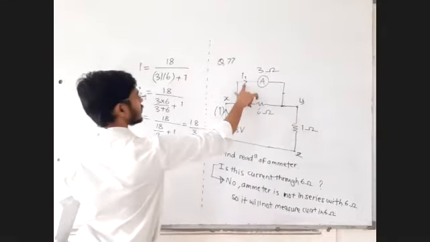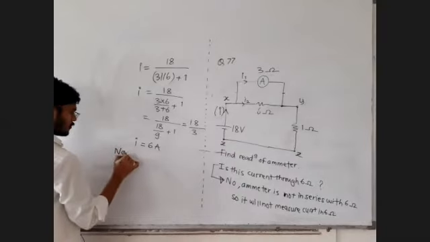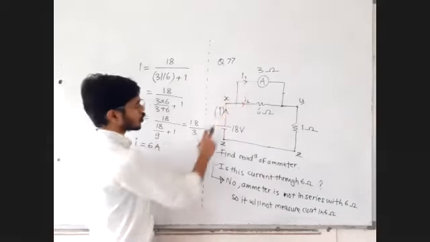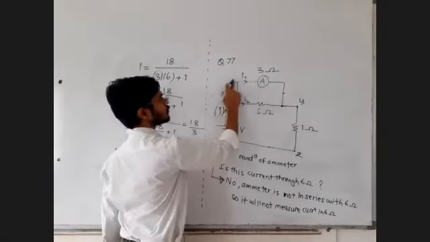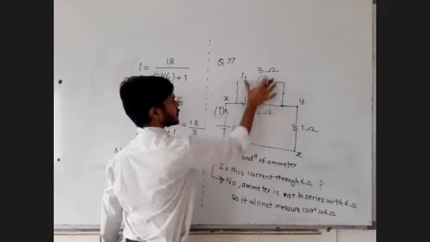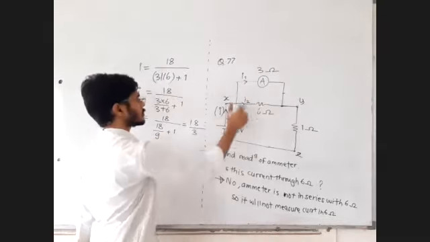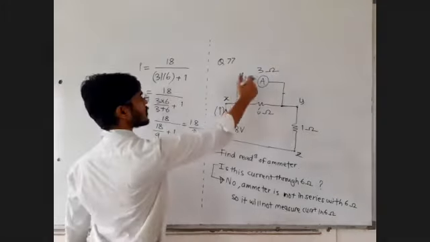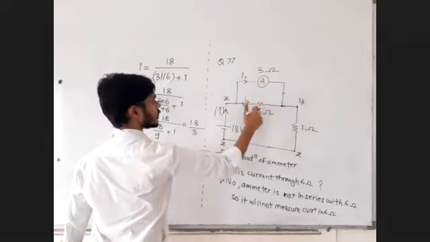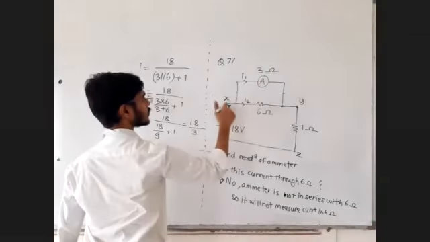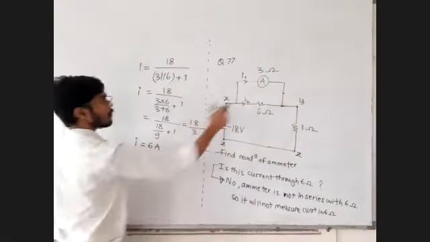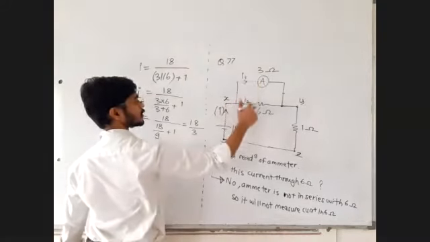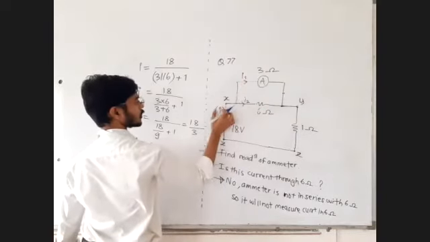Now, can I write I1 by the current division principle? This total current I will divide into 2 parts, one is I1, another is I2. These two resistances are in parallel. So by the current division principle, I can directly write my conductance upon overall conductance into total current. My current is equal to 1 by 3 upon overall conductance 1 by 3 plus 1 by 6, multiplied by total current I.